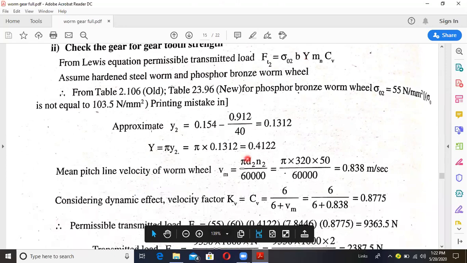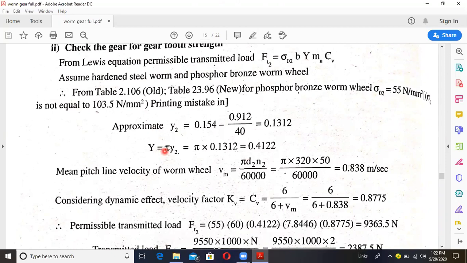Before calculating, capital Y is equal to pi into small y2. So first we have to calculate small y2. Since we assume alpha is equal to 20 degree, for that we are taking y2 and calculating small y2. Then we calculate capital Y is equal to pi into small y2. Now capital Y is over.